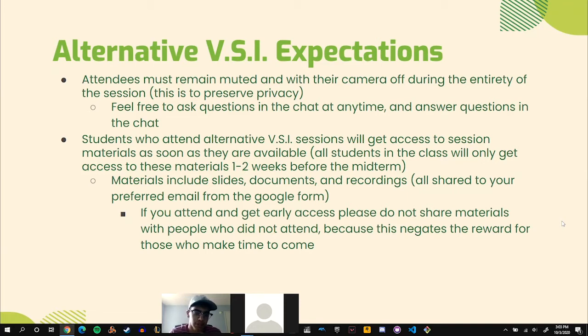And another disclaimer is that if you guys are attending the sessions, obviously you're going to get early access. And I would really appreciate it if you guys don't share the materials with other people, even if they're your friends and they're like, hey, please, can I get this material? Because it negates the reward for those of you who've actually set aside time on the weekends to make it to these sessions. So just something to keep in mind. So yeah, as long as you guys understand, I guess we can get on with the materials at hand.